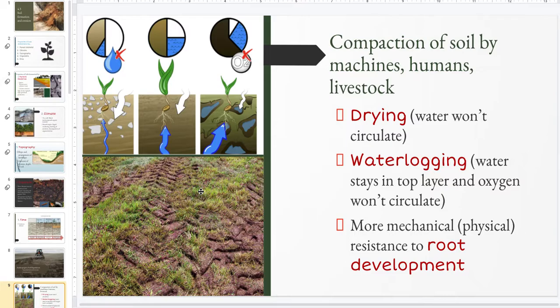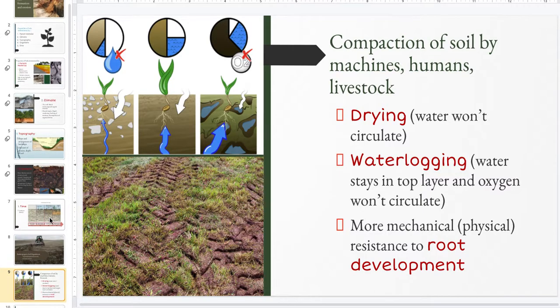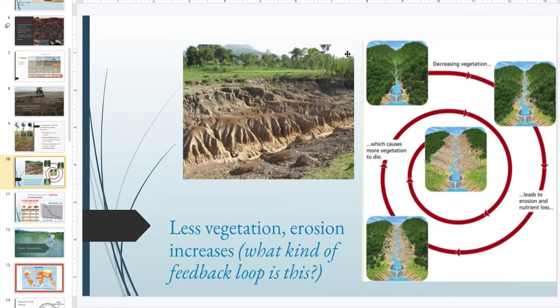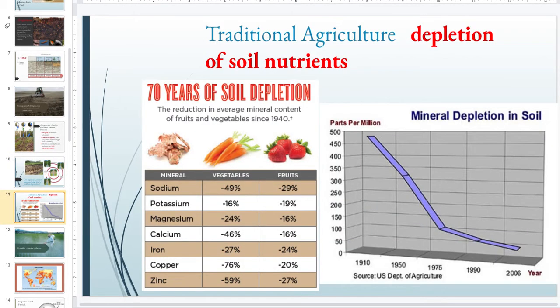And then mechanically, compacted soil is much more difficult for roots to grow through, so it's harder for your plants to keep planting. Okay. The loss of vegetation is a positive feedback loop. You lose vegetation, which makes it harder to retain soil. You're going to have more erosion, you're going to lose nutrients in that soil, which means you will lose more vegetation. That loss of more vegetation leads to more erosion and nutrient loss, which leads back to more vegetation dying off. There's no return to normality, so it's a positive feedback loop.